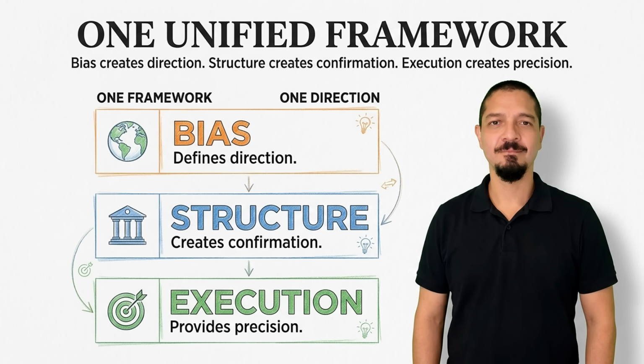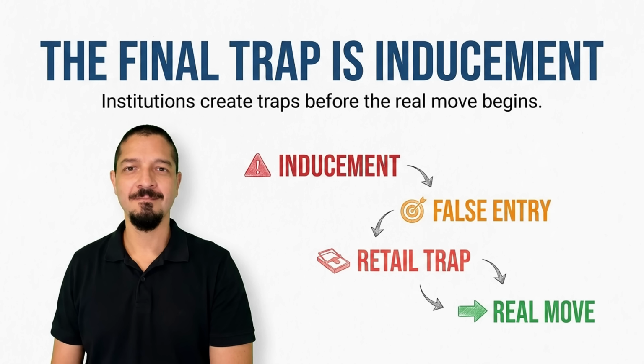So, throughout this framework, the weekly chart provides the bias, the 4-hour chart provides the structure, and the 15-minute chart provides the precision entry used to align the entire setup in one direction. But even when traders correctly understand higher time frame alignment, liquidity, and structure, the market still creates one final trap that catches most participants before the real move begins.